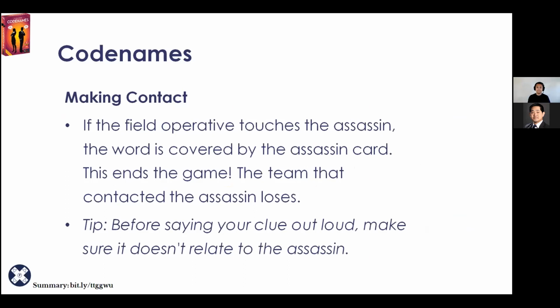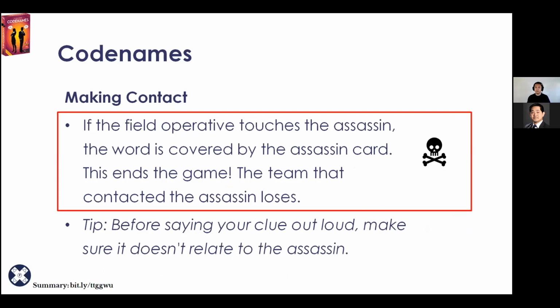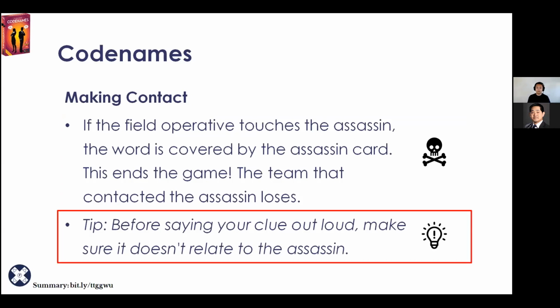All right, and the last thing you can do is if your field operative touches one of the cards that is the assassin, then that word is going to be covered by the assassin card, and that is going to end the game for you. Because if you contact the assassin, it is like sinking the 8-ball in pool, which means that you lose instantly. So once you've touched the assassin card, that just means that the game is over for you. That's it. One of the tips I tell people when you're playing Codenames for the first time is to make sure that your clue does not relate to the assassin in any way, which could be easy or difficult depending on what your board looks like.